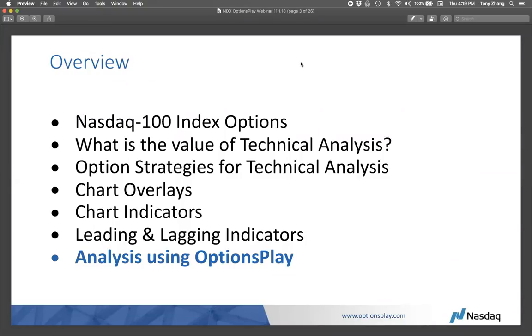I wanted to talk a little bit about what is the value of technical analysis, because a lot of people use the charts, but I think some people sometimes may misunderstand what technical analysis provides. So I want to go over that.